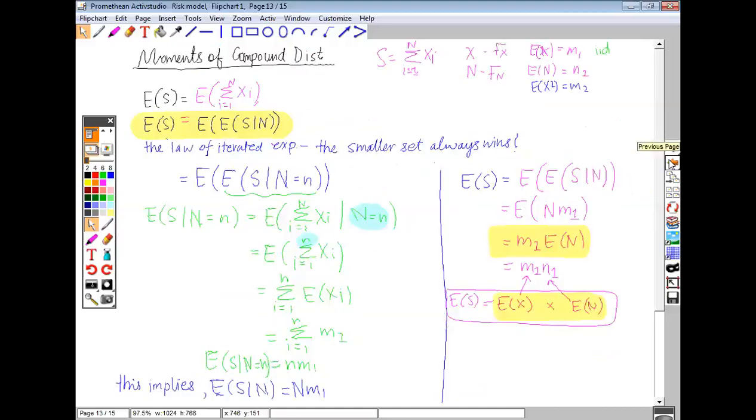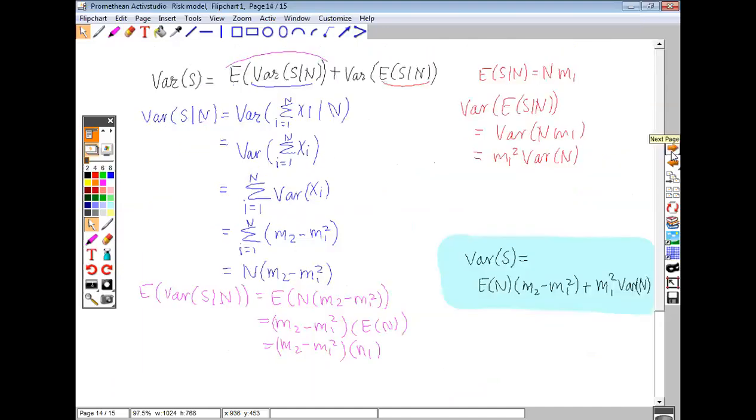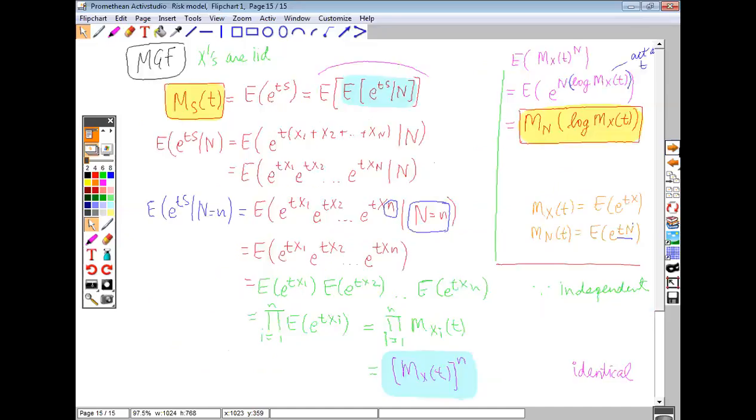At the end of it, we saw the derivation for the expectation, which was very intuitive, because the expectation of S was just the expectation of the severity of claims times the expectation of the frequency of claims. And then we had a look at its derivation for the variance, which gave us something like this.